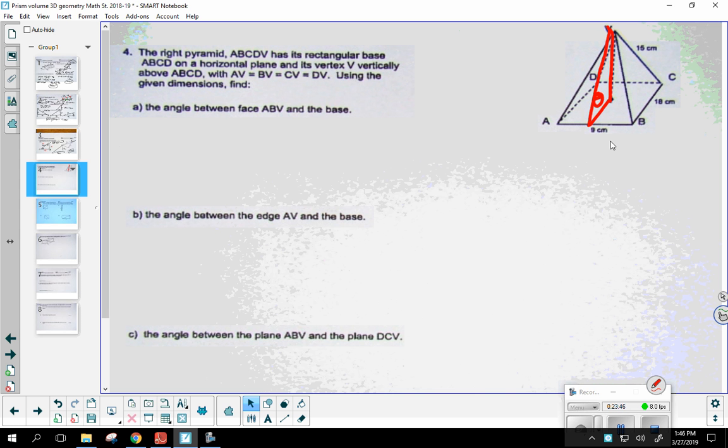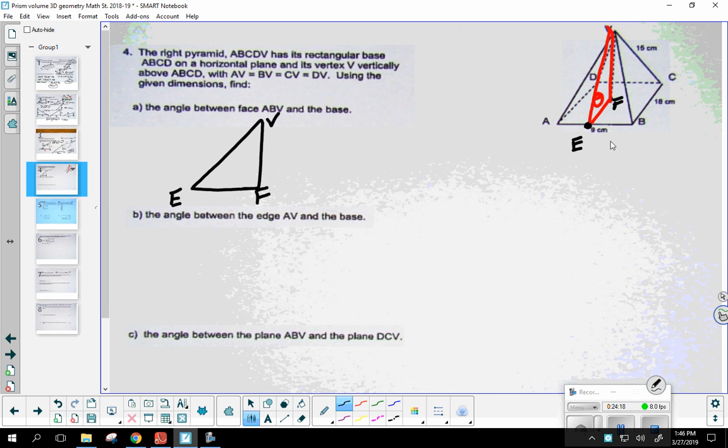Does that make sense? Okay, so to make this a little more concrete, maybe we call this point E. Maybe we call the very center of the base F, just so we know exactly what we're talking about. So I'm looking at triangle EFV. So this right triangle is contained entirely within this pyramid.